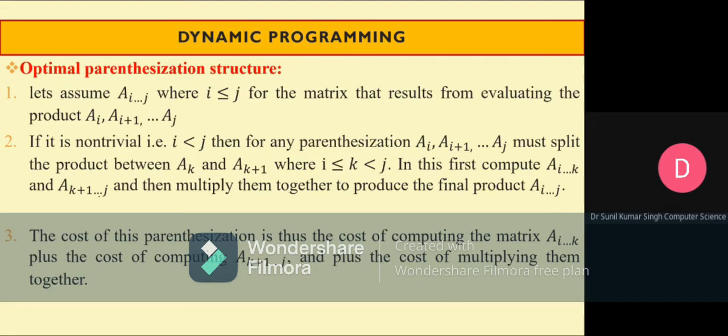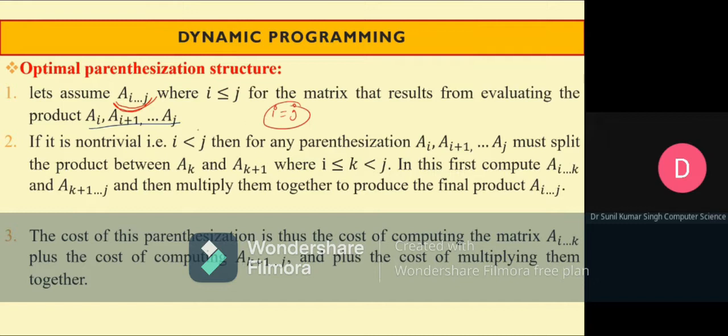So here we are having matrices Ai to Aj. We are having this many matrices, and if we are going to compute them, maybe we are going to give it a name, Ai..j. Of course i is going to be less than or equal to j, but there is also the possibility that maybe i is equal to j.